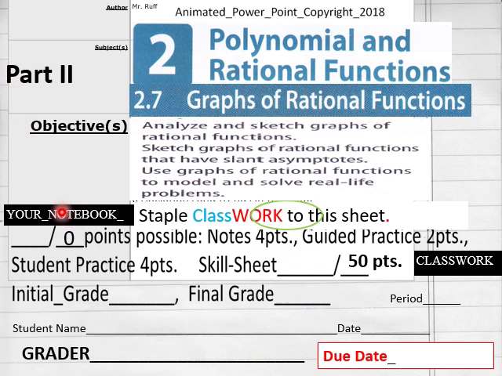For lesson 2.7 part 2, you have nothing going into your notebook, and there are 50 points here for your classwork.